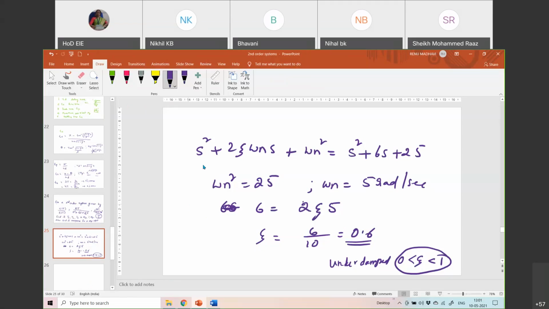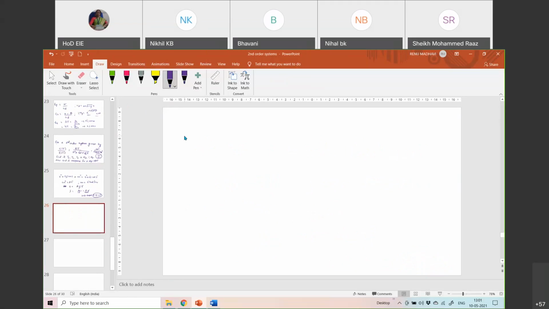Okay. So now coming back to the problem, zeta we know, omega n we know, right? Now what do we have to find out? We have to find out the values of TR, TP, etc. So you have to find out the rise time, which is pi minus theta by omega d, correct? But what is theta? Again, you have to recall theta is equal to tan inverse of square root of 1 minus zeta square by zeta. Zeta is 0.6. Substitute the value over here. You have to get theta as 0.9272.